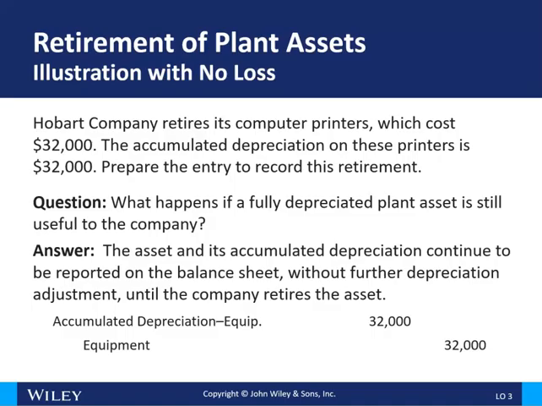So what happens if a fully depreciated plant asset is still useful to the company? The asset and its accumulated depreciation continue to be reported on the balance sheet without further depreciation adjustment until the company retires the asset. So we keep the cost, we keep the accumulated depreciation. It's a $0 book value, but it just sits there until we retire it. So in this case, for the Hobart example, we debit accumulated depreciation, $32,000, and credit equipment, $32,000.